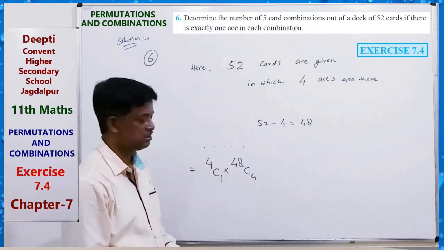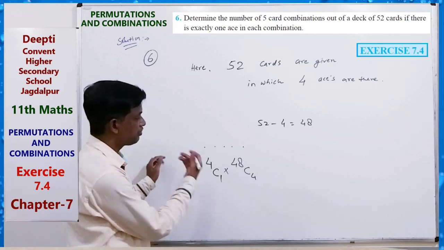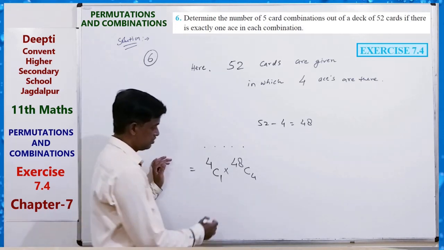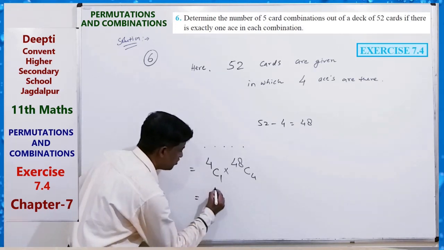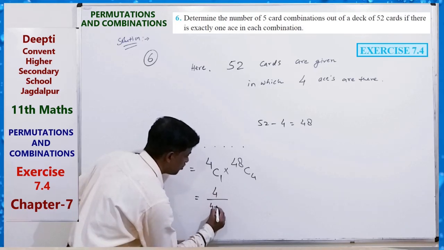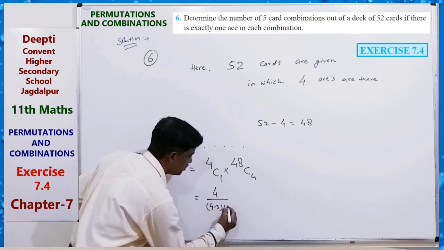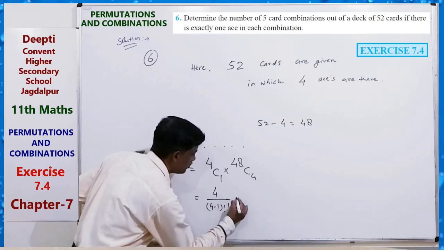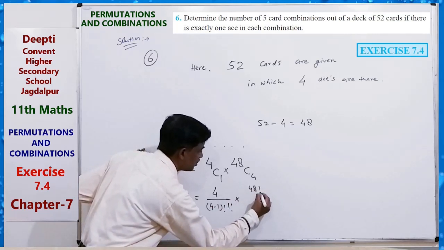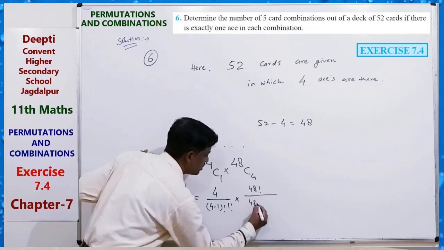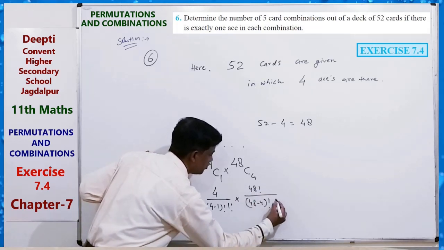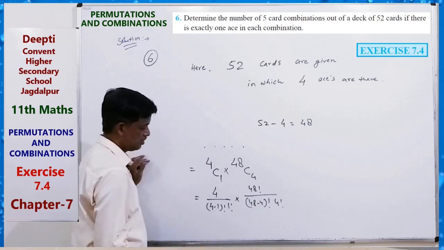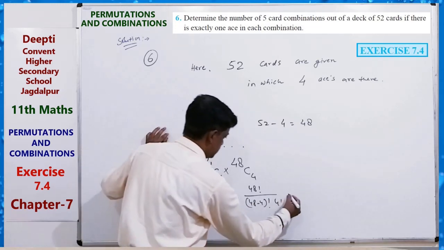That is 48C4. So this can be solved. So this is equals to what? 4C1 means 4 upon 4 minus 3 factorial, 1 factorial, sorry, 1 factorial into 48 factorial upon 48 minus 4 factorial into 4 factorial. It can be solved easily.